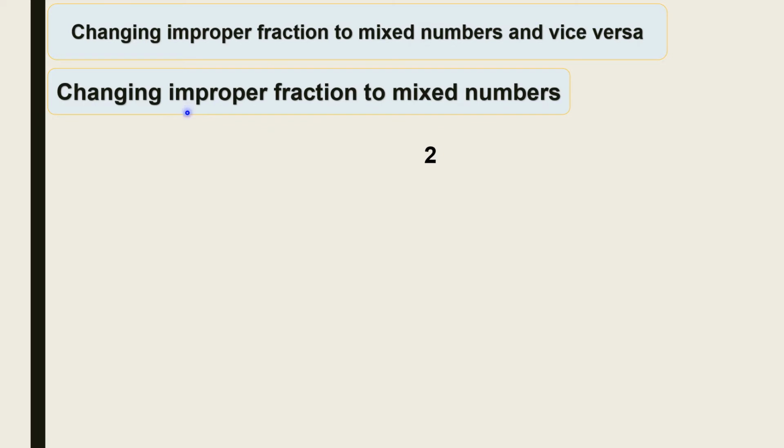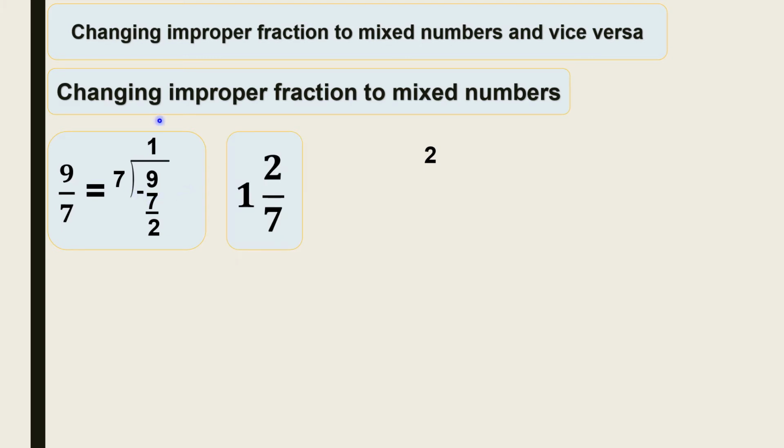So first thing is changing an improper fraction to a mixed number. Let's say we have 9 over 7. 9 over 7 is an example of an improper fraction because 9 is greater than 7. So how do we change that into a mixed number? First, we need to divide the numerator by its denominator. So 9 will be inside the division symbol and 7 is outside the division symbol, and then you just divide.